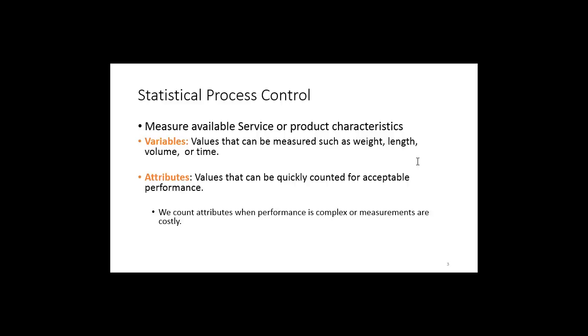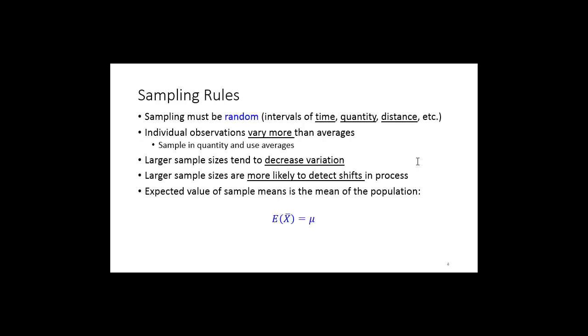So there's a difference between variables and attributes, and there are different distributions these measurements follow, and there are different types of quality charts. Typically, for more complex performance, or when the measurements are difficult to do for variables, we use attributes.